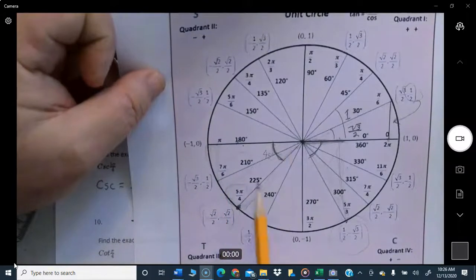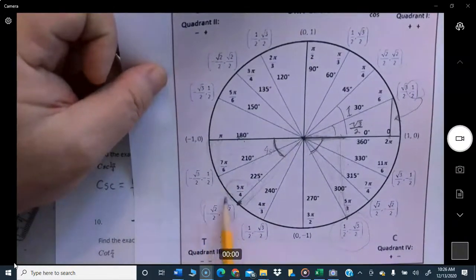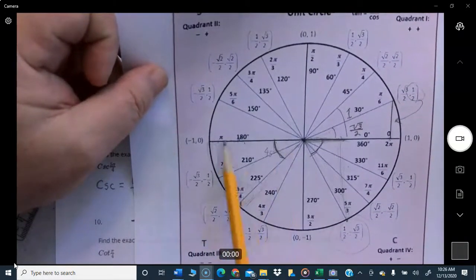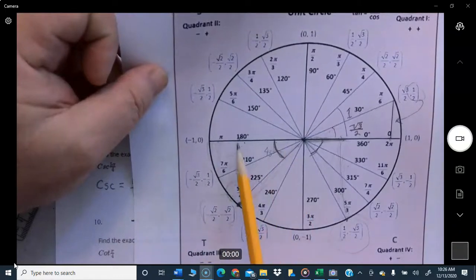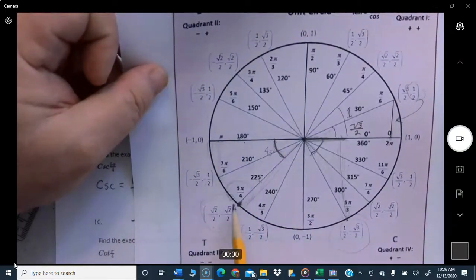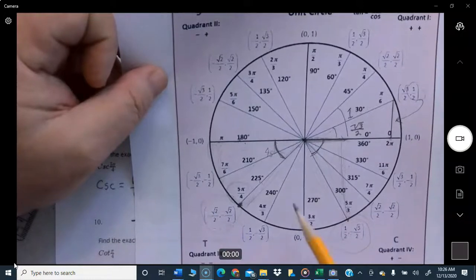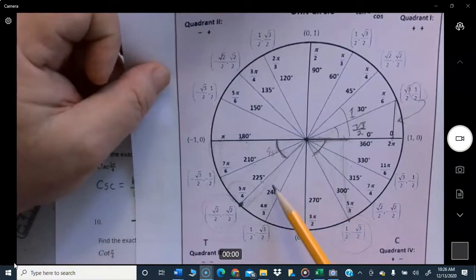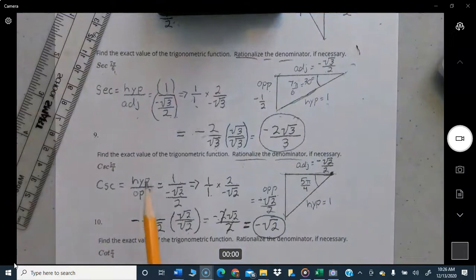Then draw that triangle. Here are the coordinates that they're talking about. This is the x-coordinate, the first one, negative root 2 over 2. And the y-coordinate going down is the second one, negative root 2 over 2. And the hypotenuse is always 1. So this was asking for hypotenuse over this one, negative root 2 over 2. And after that, it's just fraction math. So be sure you know the fraction math to do this. All right, let's move on to number 10.